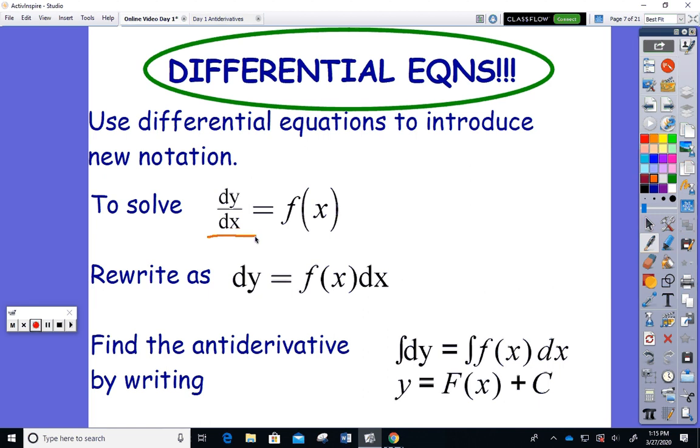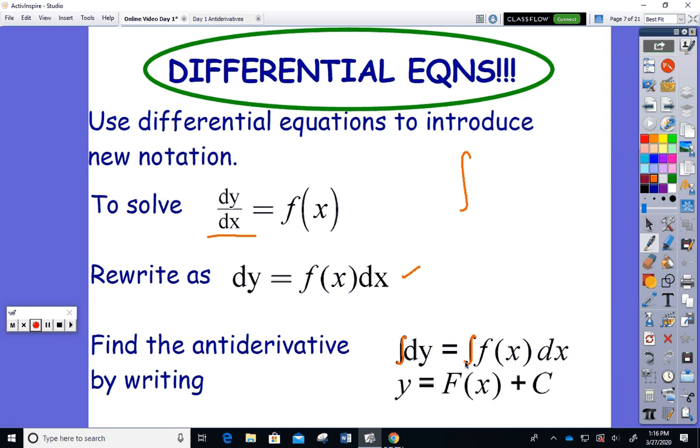So I can simply multiply both sides by dx, and then I have dy equals f of x dx. Now I'm going to introduce this new notation. You see this elongated S shape? I'm going to look at that and say that that's a command that says take the antiderivative. It's called an indefinite integral sign, okay? So what I do to one side I've got to do to the other side, right? Then I can take the antiderivative of both sides and solve the equation.